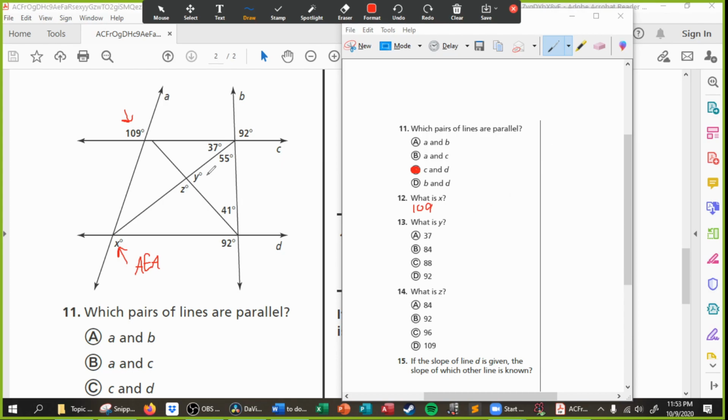And where's my Y? All right, so we've done no work for Y yet. But I see that Y is on the inside of a triangle. And I know that if I add these three angles together, they have to equal 180. So 55 plus 41 plus X is 180. This becomes 96 plus X is equal to 180.